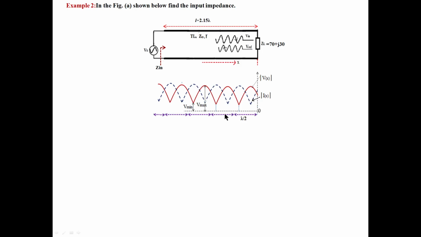See, lambda by 2, lambda by 2. This is 1 lambda, 1.5 lambda, this is 2 lambda. And 0.15 we may be up to here. So like that, the length of the line may be of any value.